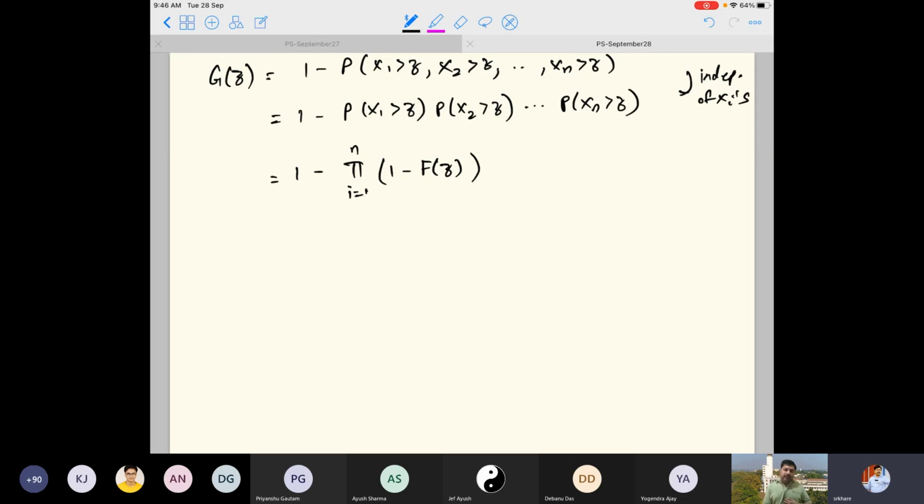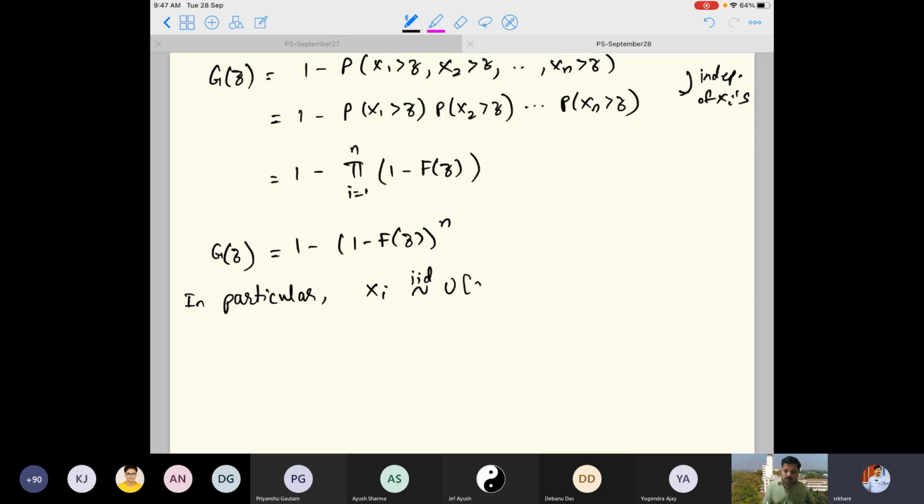Because they are all identically distributed, they have this. So this is what you have. So what is this? 1 minus F(z) to the power n. That is what G(z) is, right? So again, in particular, you take Xi to be iid uniform (0, 1), for i equal to 1 up to n.